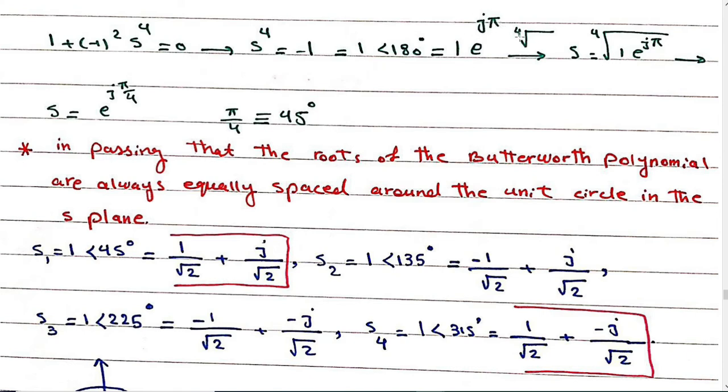Get the fourth root from both sides of the equation. So you get s. The fourth root of this one is e to the j pi over 4. Pi over 4 is 45 degrees. So start from 45 degrees and add 90 degrees to that, and you will get the second root. After that, plus 90 degrees, you get the third one, and plus 90 degrees, you will get the fourth one.